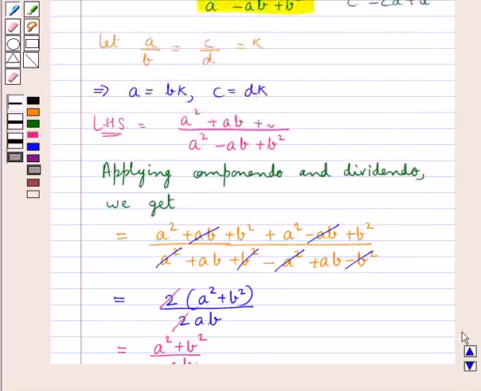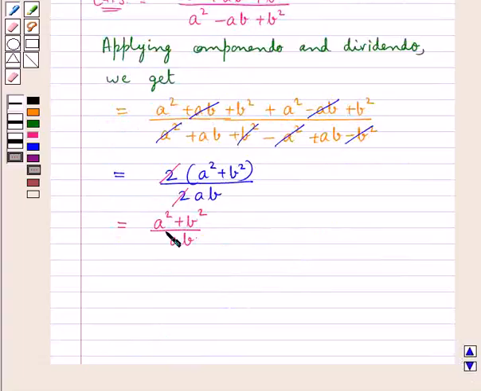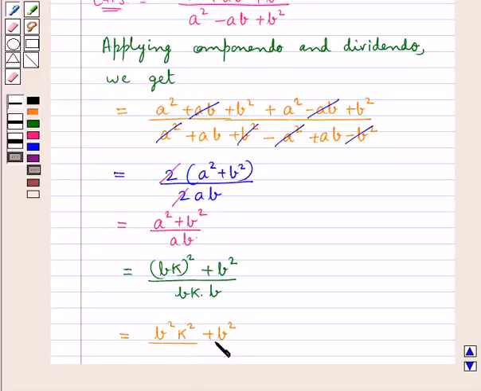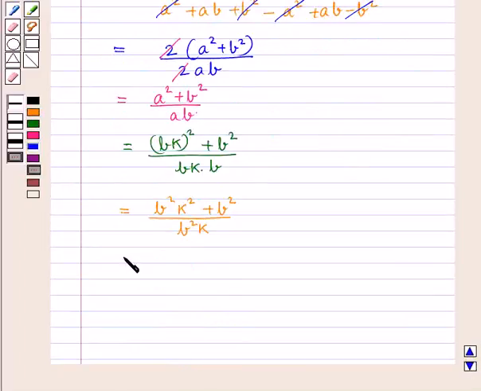Now we know that A is equal to BK. So, in place of A, we put BK in the numerator as well as in the denominator. So, this is equal to BK the whole square plus B square upon BK into B. So, further we get B square K square plus B square upon B square K. Taking B square common in the numerator, we get B square into K square plus 1 the whole, this whole upon B square into K.